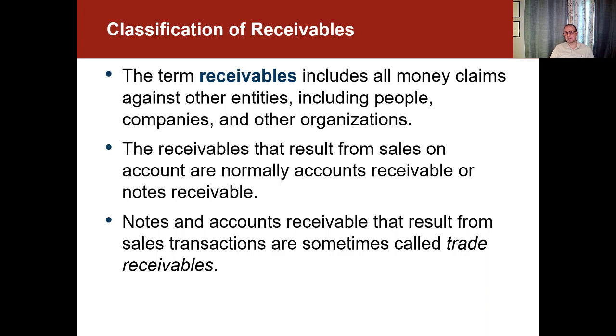So now let's talk about the classification of receivables. The term receivables includes all money claims against other entities, including people, companies, and other organizations. So it's basically any money that we expect to collect from customers, other companies, or any other organizations. The receivables that result from sales on account are normally accounts receivable or notes receivable. If it's a verbal agreement, we call it accounts receivable. If it's a written agreement, we call it notes receivable. Notes and accounts receivable that result from sales transactions are sometimes called trade receivables. So don't be surprised to see the word trade receivables in some cases.